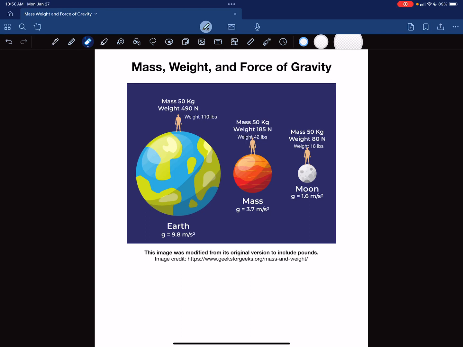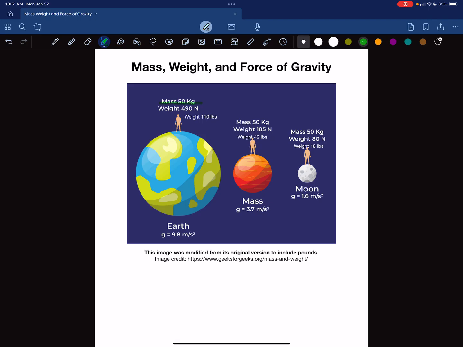Hello, in this video we're going to look at the concepts of mass, weight, and force of gravity. In the diagram you will see that there is a picture of Mars, Mars and the moon, and there's a person standing on Earth, Mars, and the moon. Now this person on all three places is the same person.